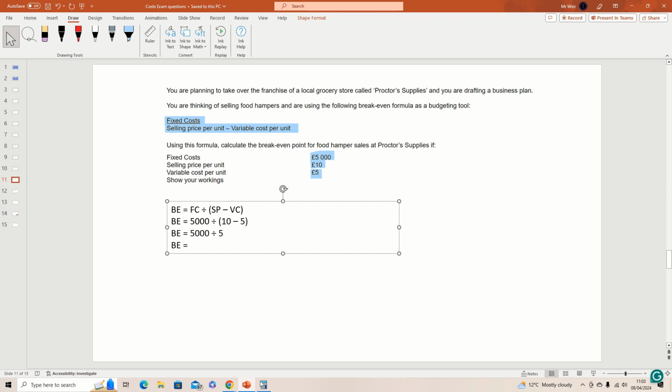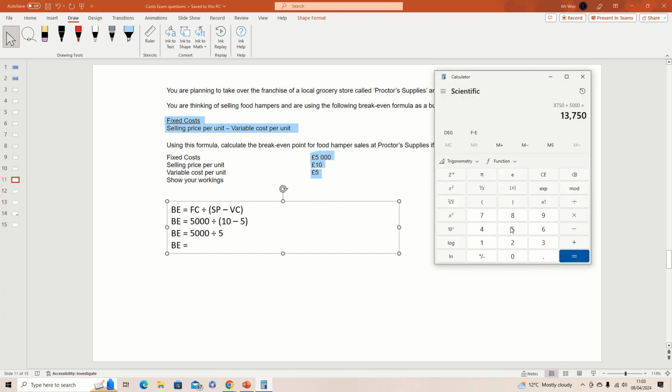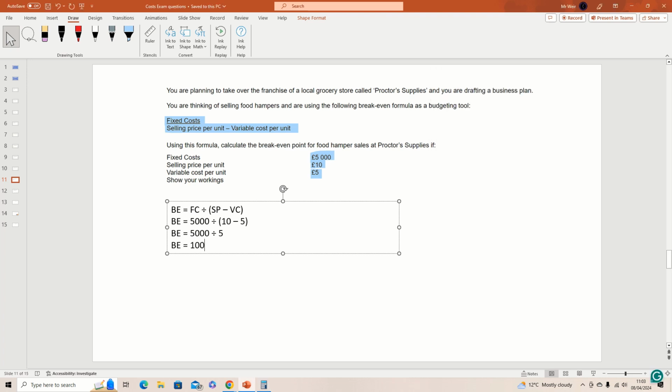Again, you could do that in your head, but what's the point in risking a silly mistake? Just double check all your calculations all the way through. Remember that a break-even point is not in pounds, it's number of units, so it's 1,000 units that we need to sell. In this case, it's food hampers, so you can put hampers if you want, or just put units. So the break-even point is 1,000. Once you sell 1,000 hampers, you've broken even.